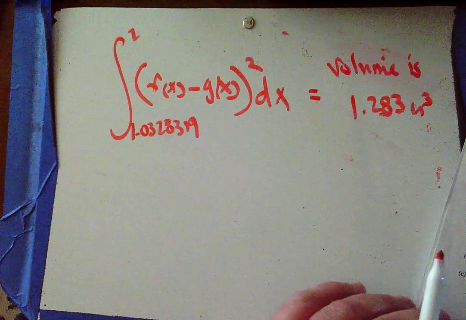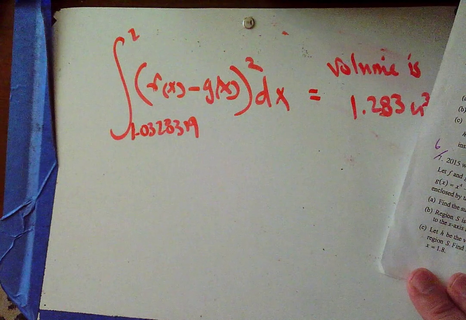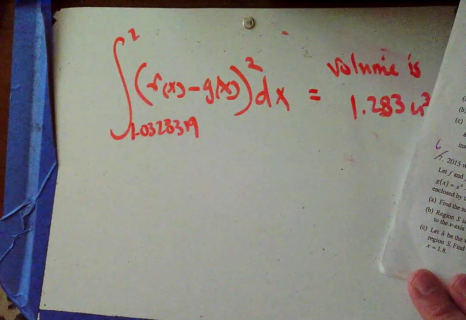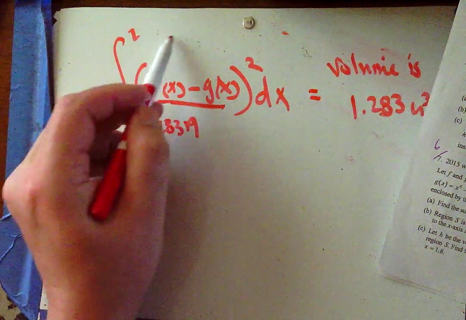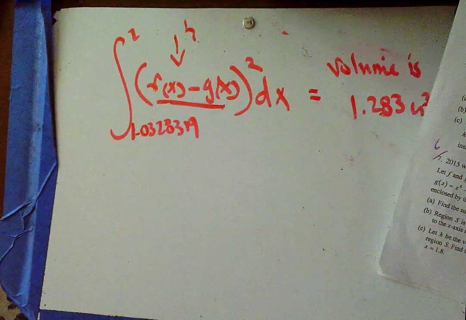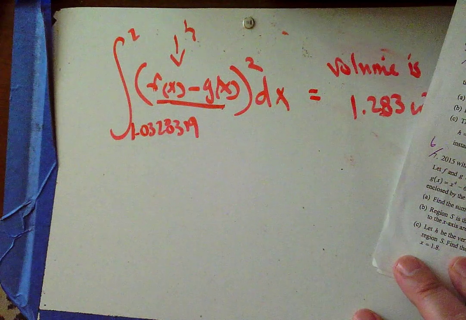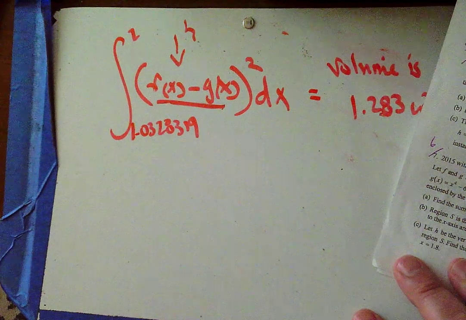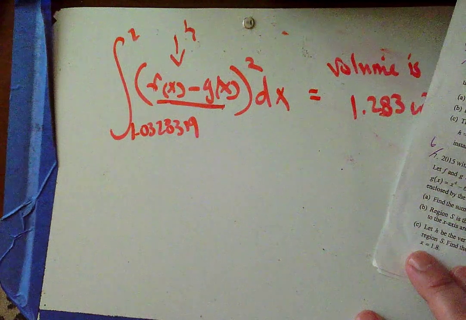Okay, part C. Part C says, let h be the vertical distance on the graph of f and g in the region S. Okay, so they're saying that this is h. Okay, what do we want to do with that? I don't know. They want us to find the rate at which h changes with respect to x when h equals 1.8.